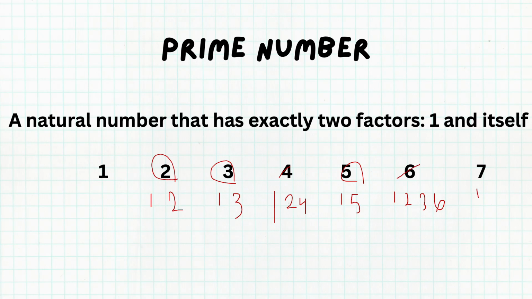And 7, 1 and itself, 7. It can only be divided by 7, so this is a prime number. What about number 1? Great question. Number 1 is a special case, since it has only one factor, which is itself, and the definition of a prime number is 1 and itself. So it doesn't have two factors, and we cannot say that 1 is a prime number.